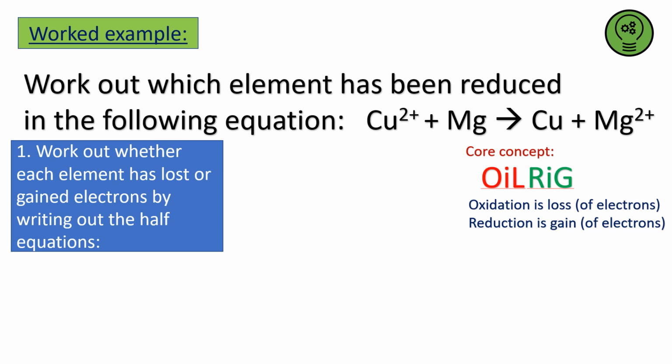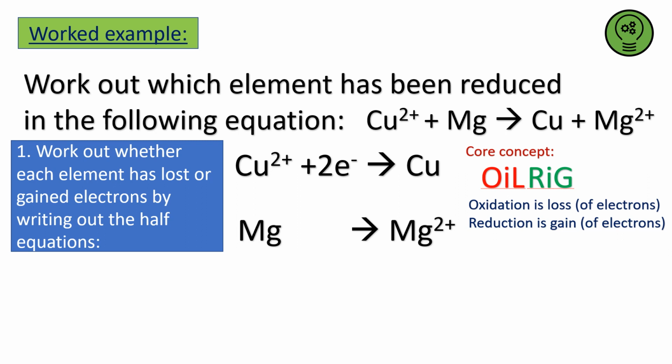So let's look at the copper first. Copper is going from an ion, 2+, to an atom, Cu. And so I am going to add 2 electrons to become a copper atom. Magnesium is going from an atom to an ion. So it's losing 2 electrons to become positively charged.